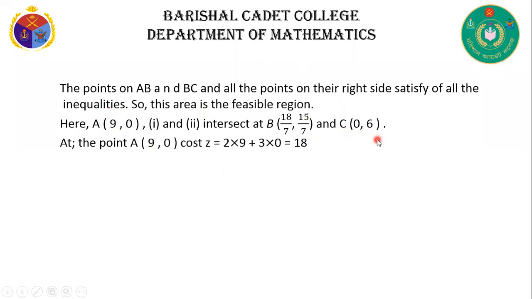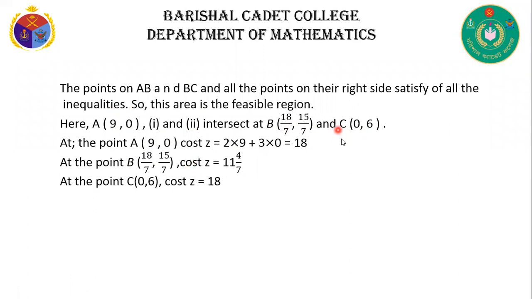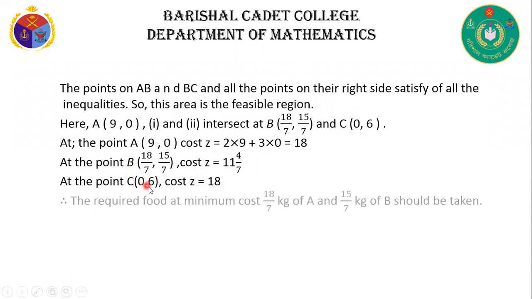Now putting these values in Z. At point A, 9, 0, the cost Z is equal to 2 into 9 plus 3 into 0, that means 18. In the same way, we put the other values and find the required minimum cost. Here you see the minimum cost is at point B. So the minimum required food is 18 by 7 kg of A and 15 by 7 kg of B should be taken. This is our required answer.